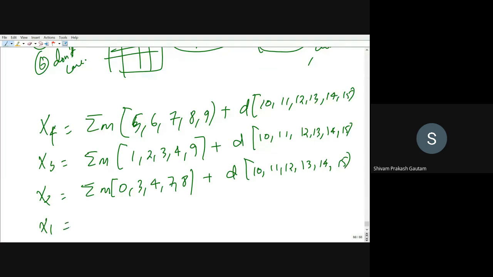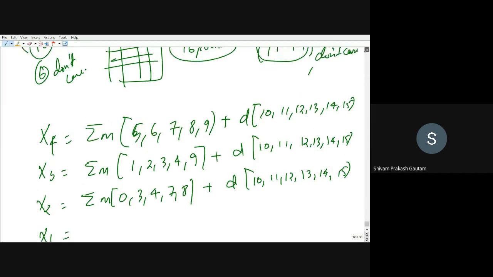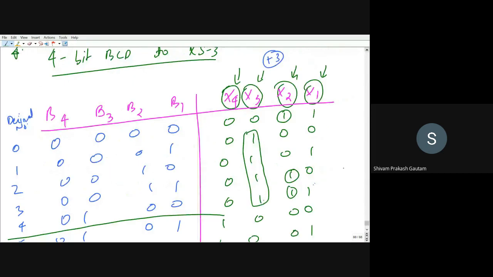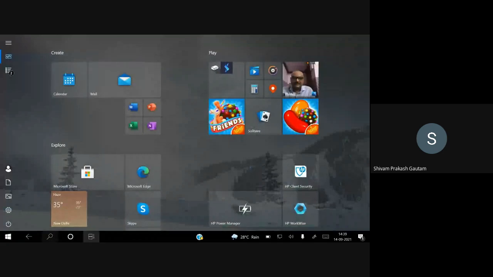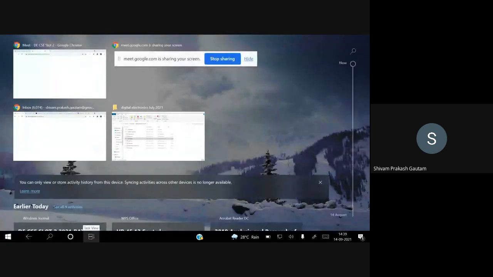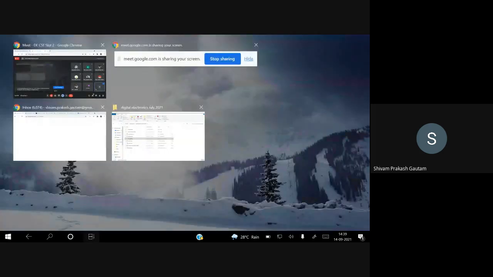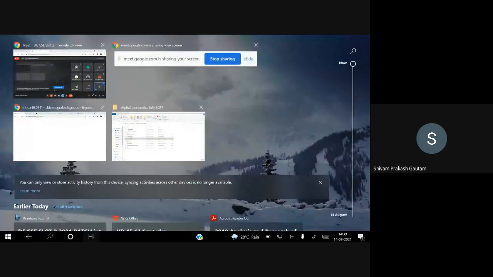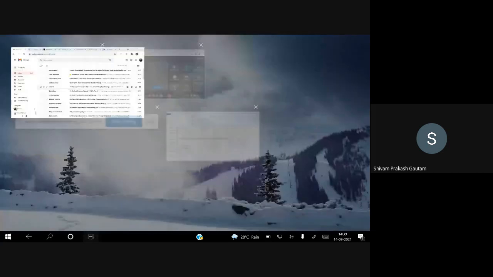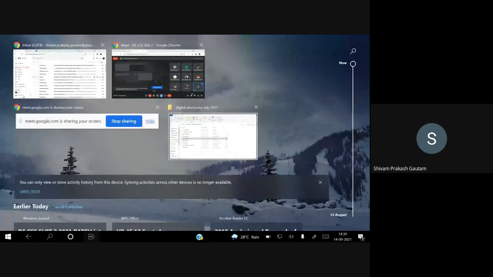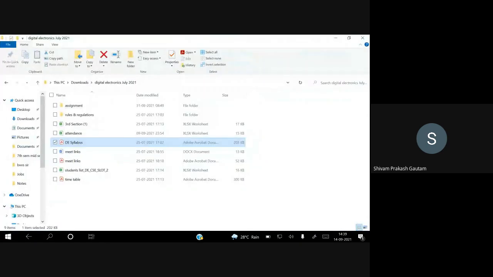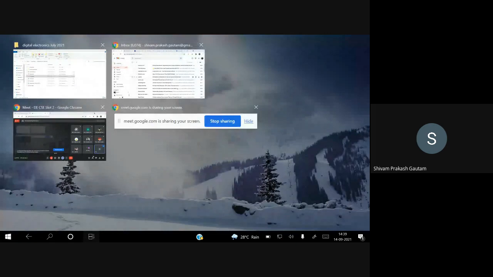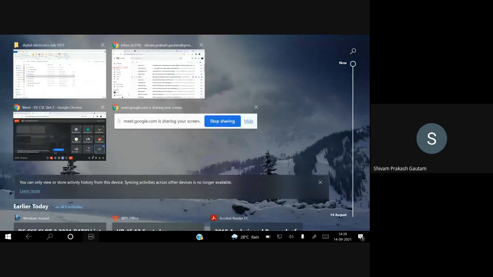Similarly for X1, you can say, sir, this X1 is 1 whenever. Okay. So this, just wait. I think there is a glitch in the software. Just wait.